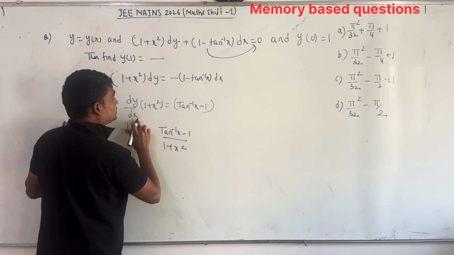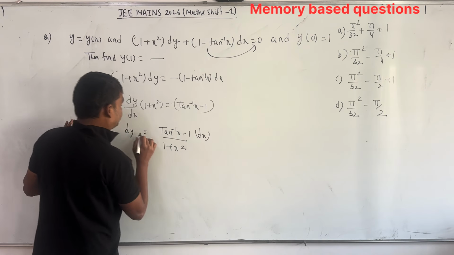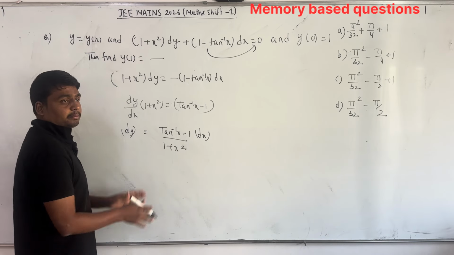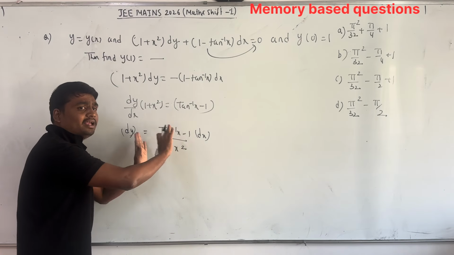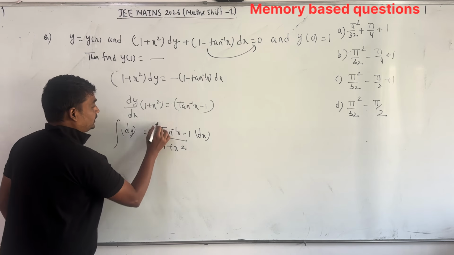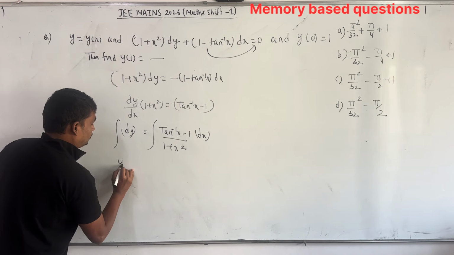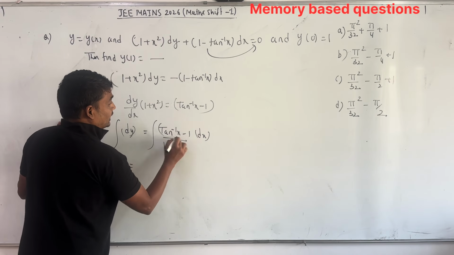So wherever x terms are there, take them to the other side, so dx and dy are separate. Now I am doing the variables separable method. I am separating the variables, y variables one side, x variables another side. Now can I do the integration easily? Integral dy equals y. So now this I have to integrate.